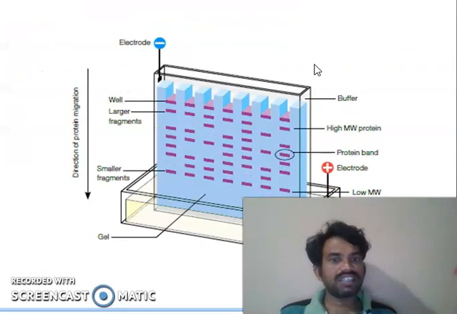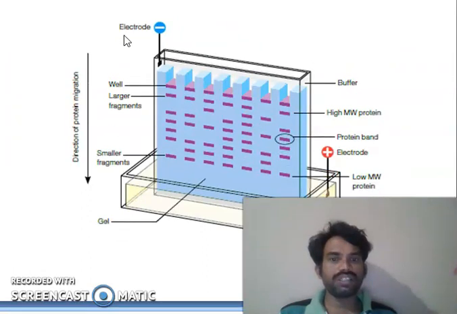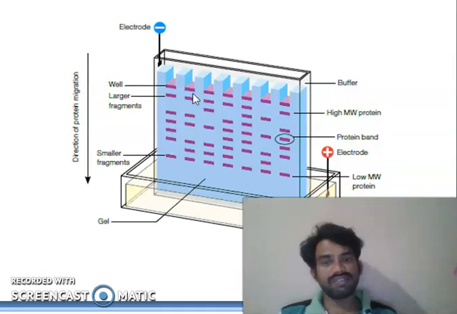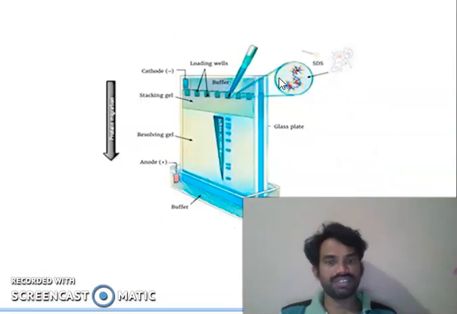Then you can see here a few images of how the SDS-PAGE gel experiment is set up. You can see the electrodes, the cathode and anode, and you use positive and negative charge buffer. High molecular weight proteins will move slowly and low molecular weight proteins will move fast, down from the wells. The large fragments and the smaller fragments will settle, and the smaller ones will come down fast. You can see some of the images I mentioned here.